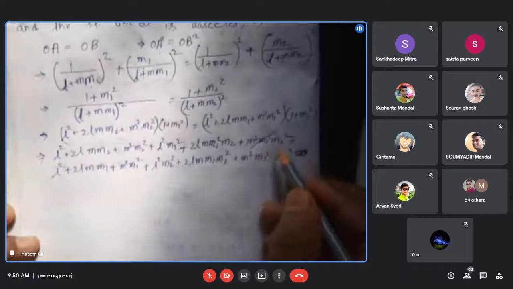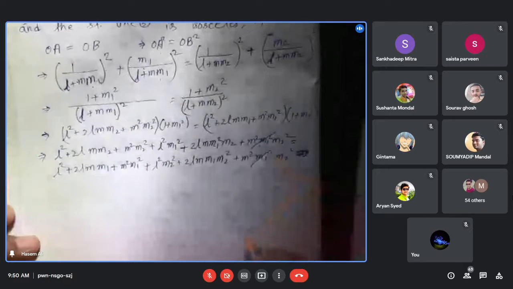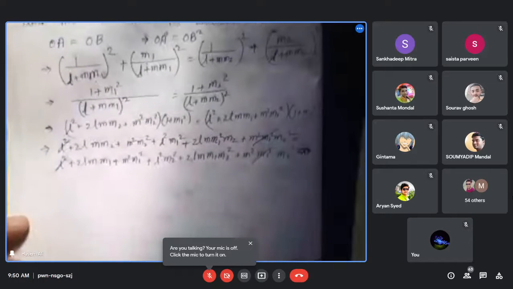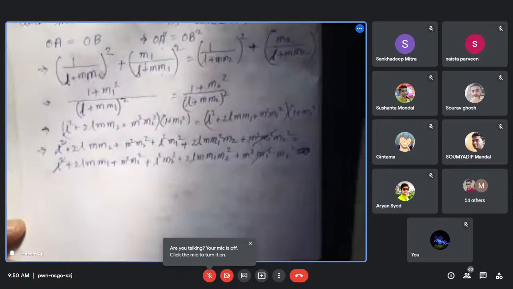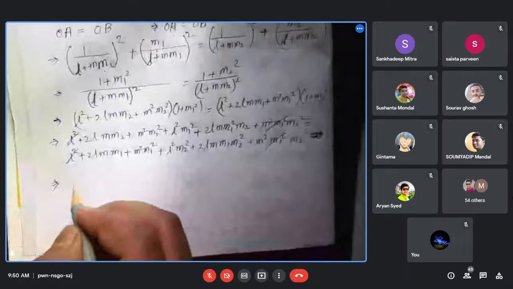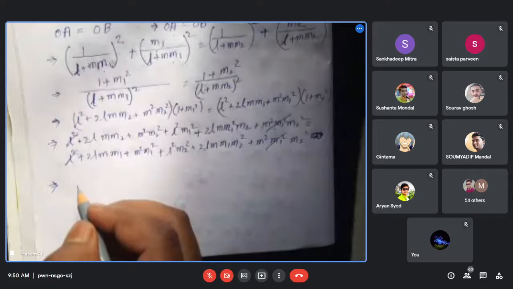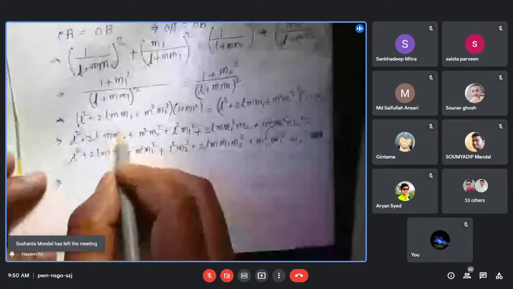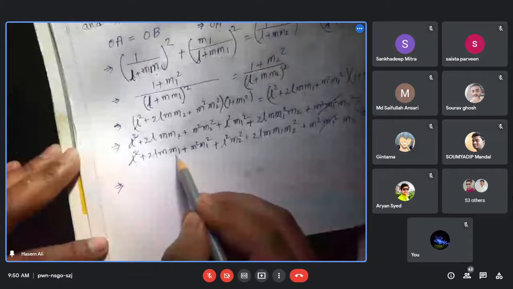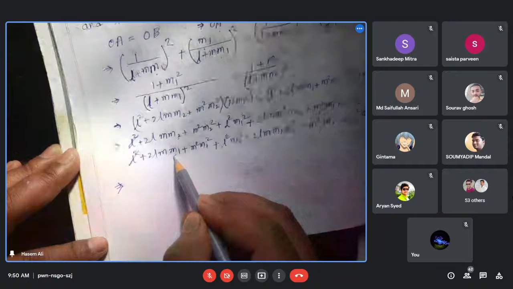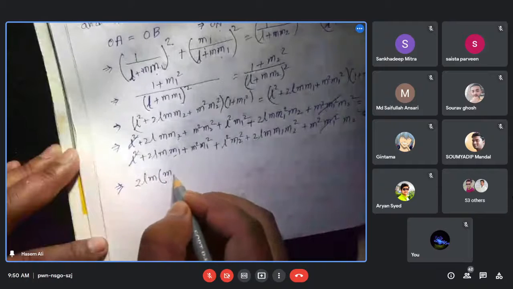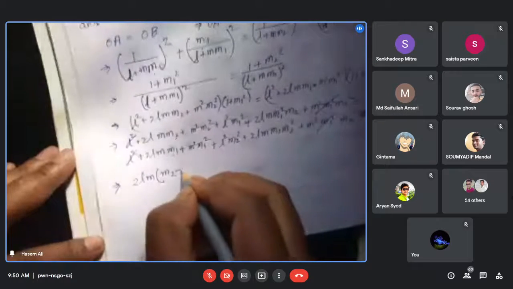These two parts are equal: m square m1 square m2 square and m square m1 square m2 square, and also this is L square, this is L square. Okay. Then from these two parts, see this 2L m m2 and 2L m m1. If we take common 2L m, then this will be m2 minus m1.